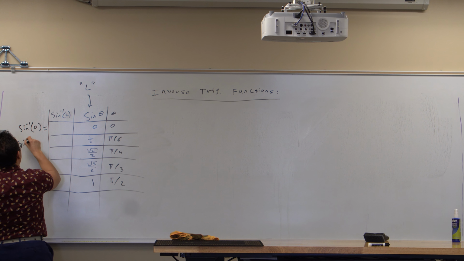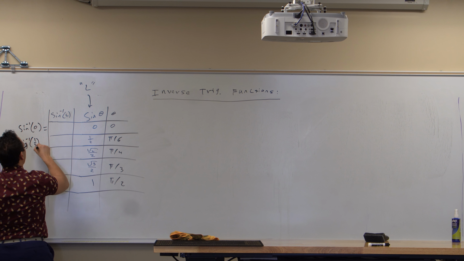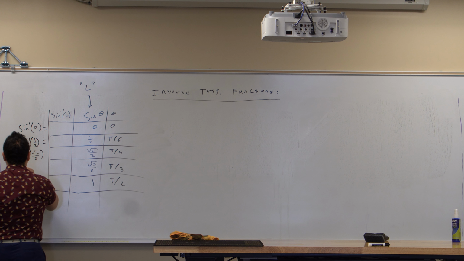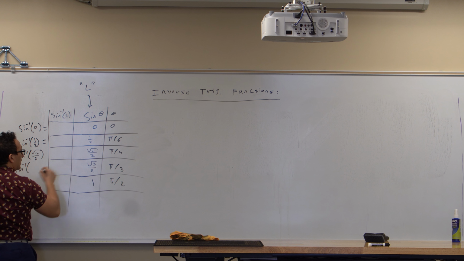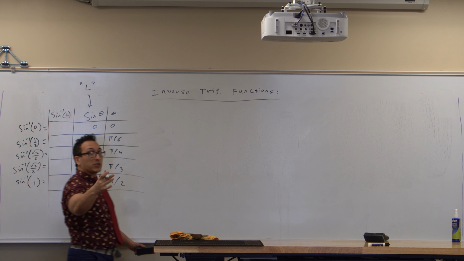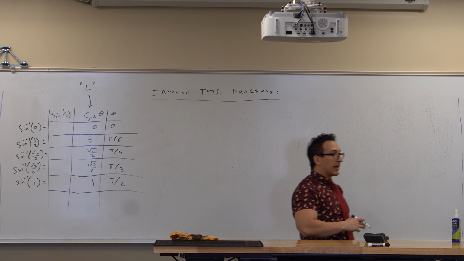And this is sine inverse of the length 1/2. And this is sine inverse of the length root 2 over 2. This is sine inverse of the length root 3 over 2. This is sine inverse of the length 1. Okay? Now, we must determine what is the sine inverse of these values.